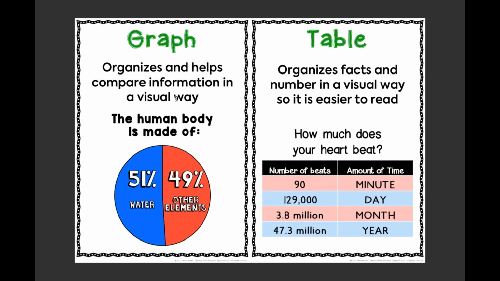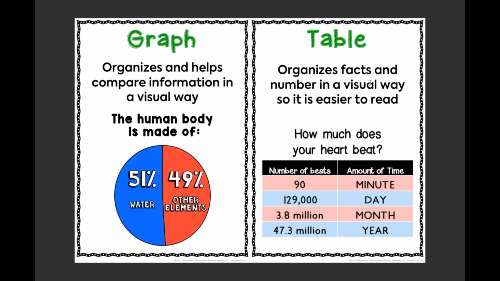We also have graphs and tables. So a graph organizes information in a visual way. So, for example, this is a pie chart right here, or a pie graph, and you can see that the human body is made up of 51% water and then 49% other elements. And it's just a fun way to show you guys in an easier way than just having this written out as a sentence. It gives you a more visual for that.